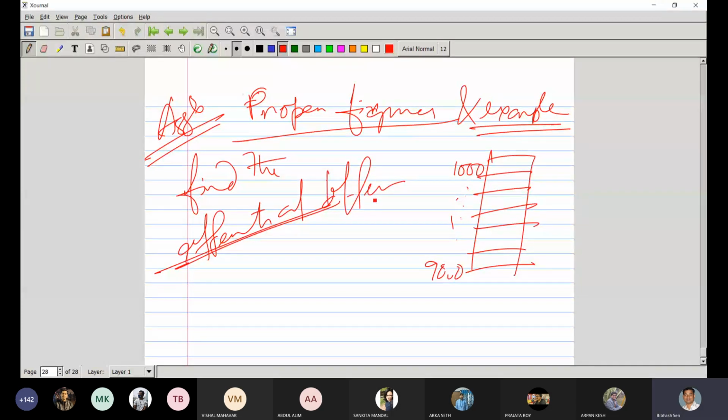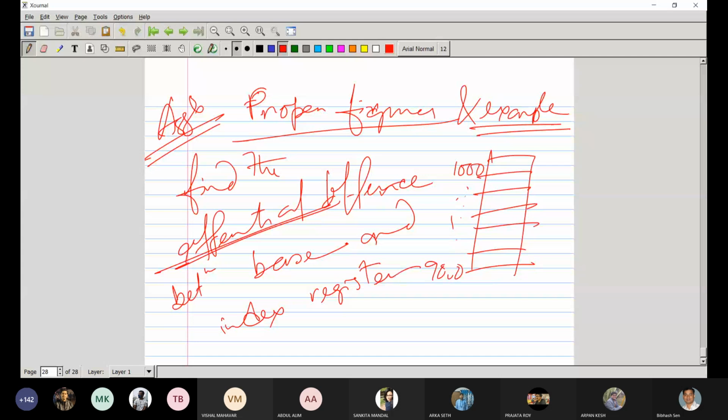Are you getting my point? The essential difference between base and index register addressing mode. Am I clear on your question? Is the question clear to you?